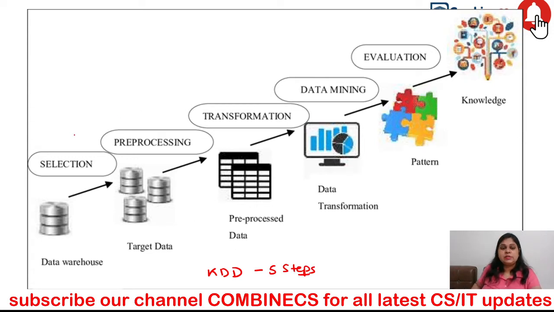So the first step is selection. Selection means you have a data warehouse where you have kept a lot of data, and on the basis of end user requirements you are selecting the data. This process is known as selection of data.